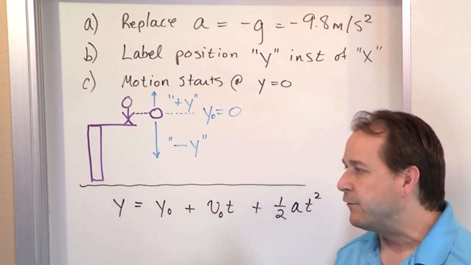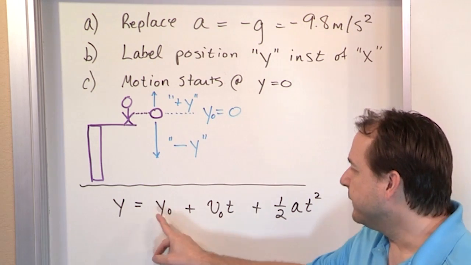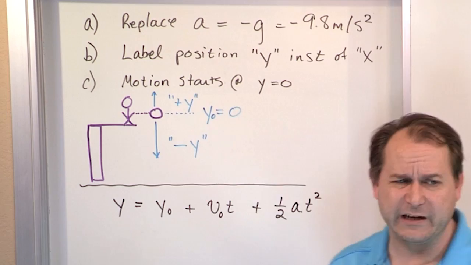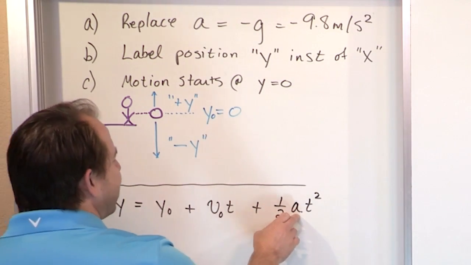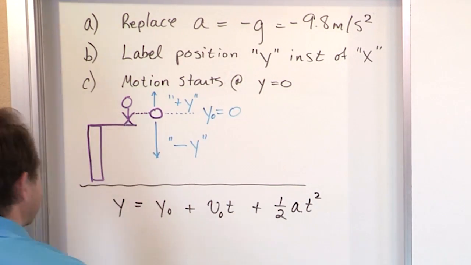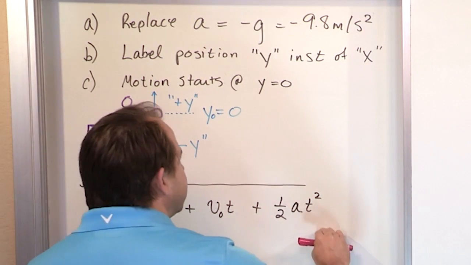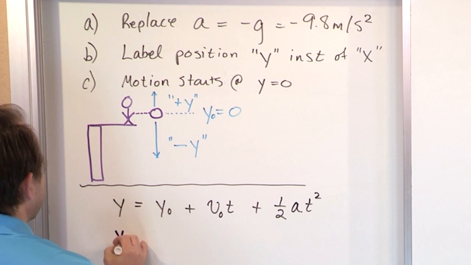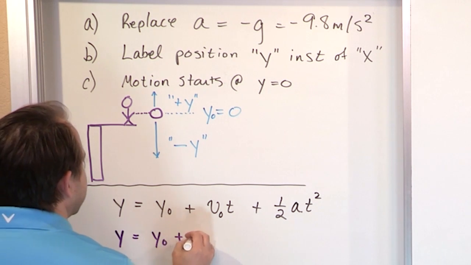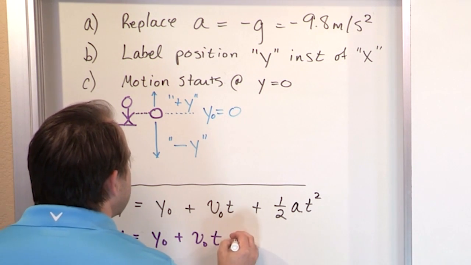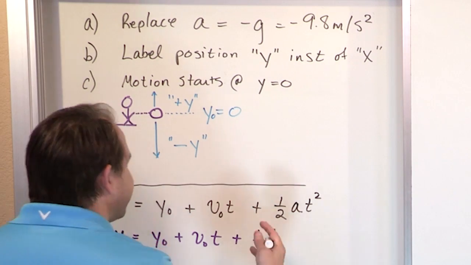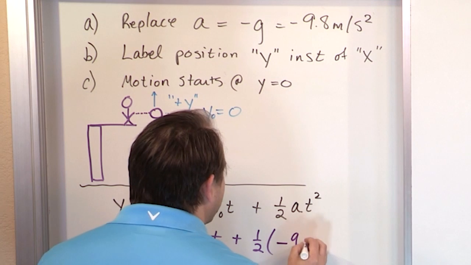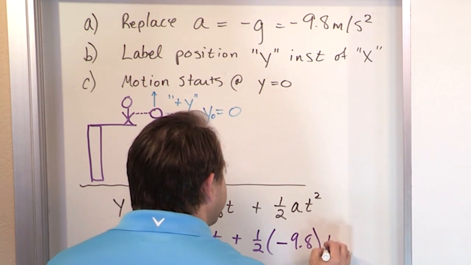It's just that in this case, when we drop an object, we call the position y because it's going up and down, and we're going to put the gravitational acceleration in here. So what I like to do is write this equation down, and then in the next step I'll say y is equal to y naught plus v naught t plus 1/2. Now, for these free fall problems, the acceleration is always negative 9.8 meters per second squared, times t squared.